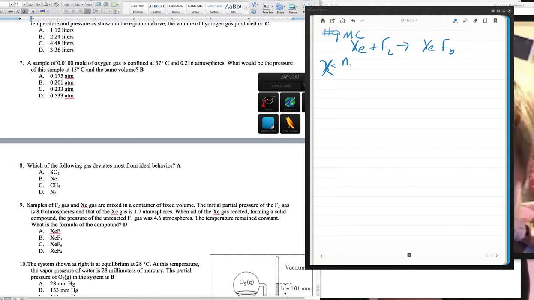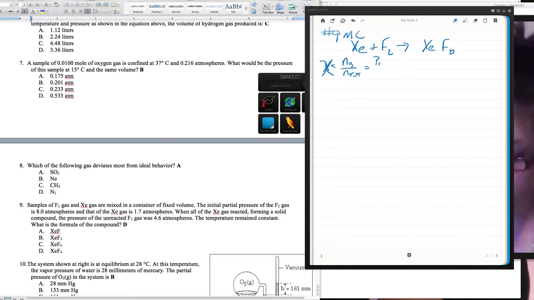N of whatever the gas is over N total, that's the mole fraction. But that's also the same as the partial pressure of the gas over the total pressure. So there's a lot of similarity between moles and partial pressure. They behave quite similarly as far as their numbers.